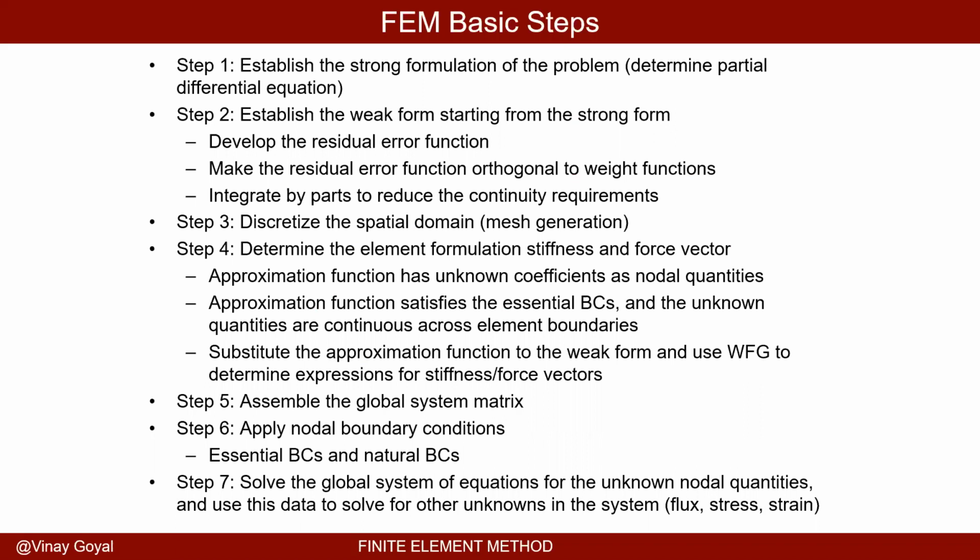But to get there, we have to formulate the weak form. And the reason we want to formulate the weak form is to enable the use of the weak form Galerkin. And the idea is to take the strong form, derive a residual error, make it orthogonal to weight functions, and what that helps us to do is that when we integrate by parts, we can reduce the continuity requirements, which means I can use a lower order polynomial, and then I only have to satisfy the essential boundary conditions.